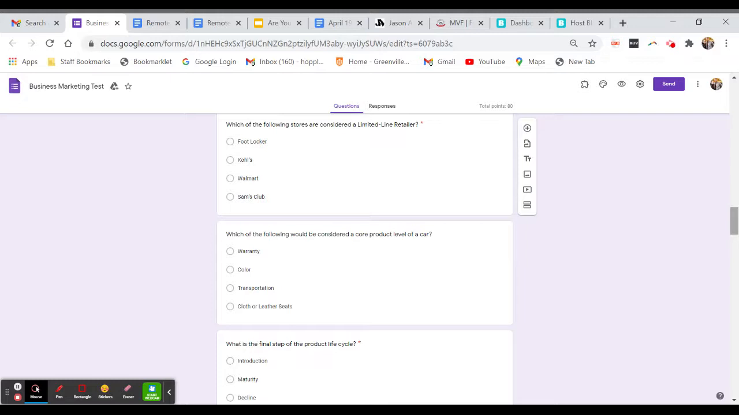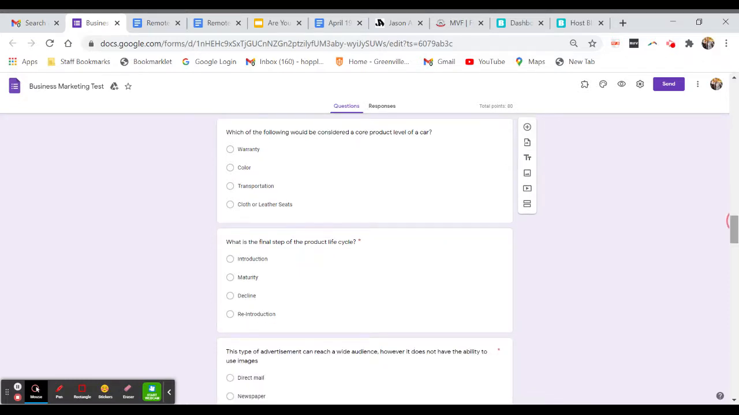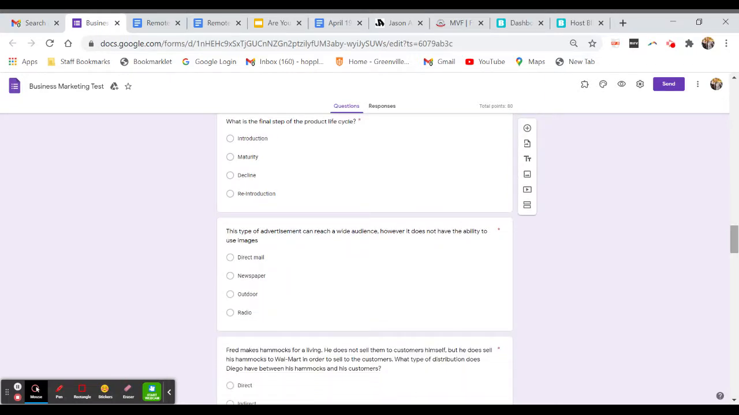Which of the following stores are considered a limited line retailer? Foot Locker, Kohl's, Walmart, or Sam's Club? Which of the following would be considered a core product level of a car? Warranty, color, transportation, cloth or leather seats? What is the final step of the product life cycle? Introduction, maturity, decline, or reintroduction?